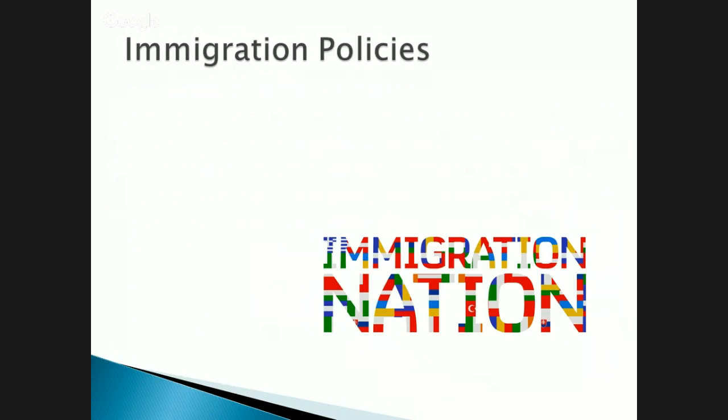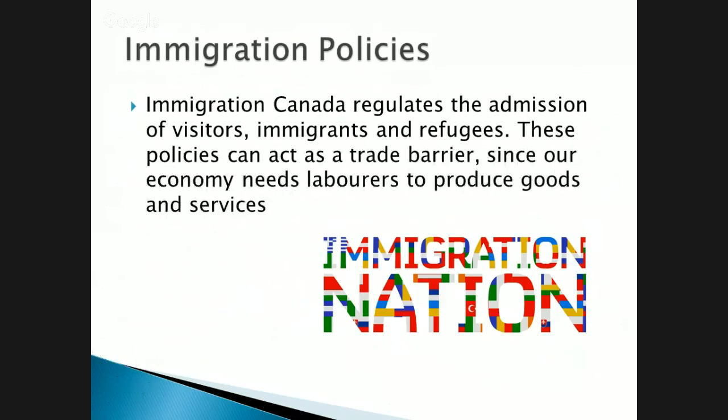Immigration policies. So Immigration Canada regulates the admission of visitors, immigrants, and refugees. These policies can act as a trade barrier since our economy needs laborers to produce goods and services. So visitors, of course, are anyone coming for short stays like tourists, students, or foreign workers, offshore migrant workers. Immigrants, so people wishing to relocate to Canada from their home country. And of course, refugees, people that have fled their country to escape persecution or war.